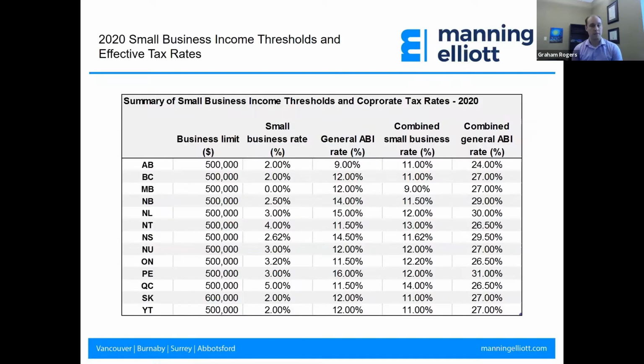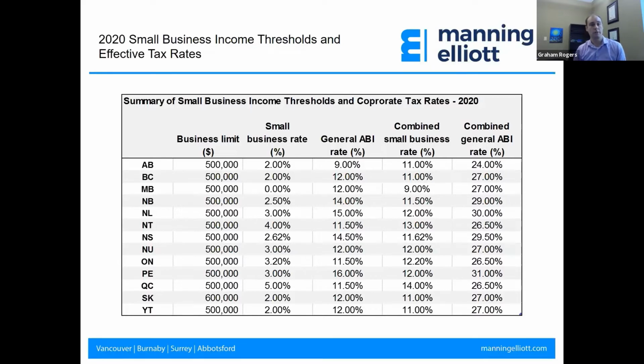So to help explain how a corporation creates a deferral benefit or the impact of the total taxes paid, we first need to discuss the various corporate and personal tax rates. This slide represents the corporate tax rates across all provinces in Canada. But for this presentation, we'll just focus on British Columbia as an example.